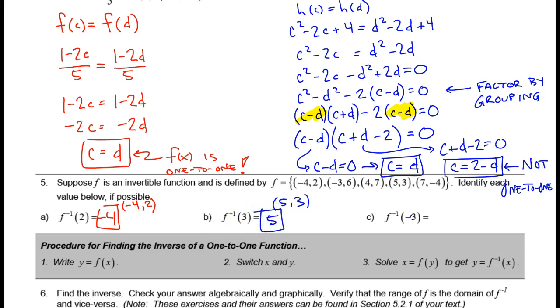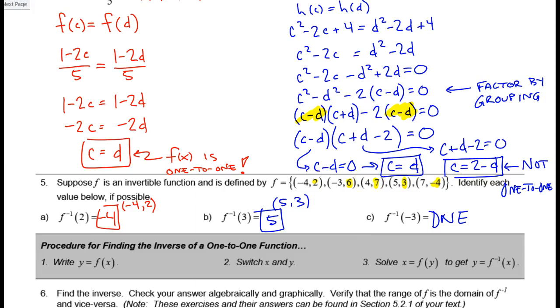Alright, so last example here, I'm looking for f inverse of -3. That means I need to find a y-coordinate of -3. Let's take a look. It's not that one, not that one, not that one, not that one, or that one either. So this last one does not exist. So f inverse of -3 does not exist based on the function f that we were given.